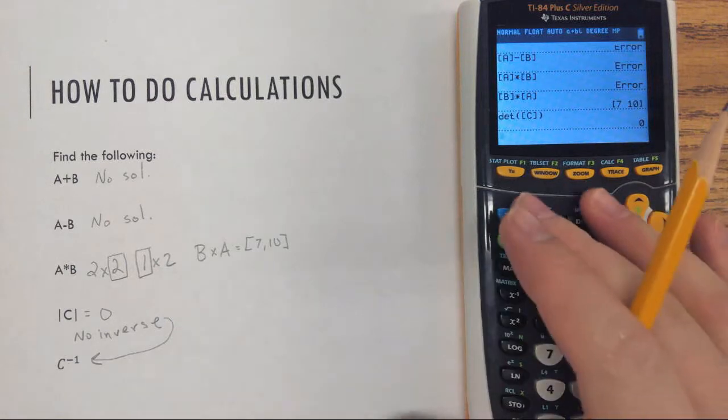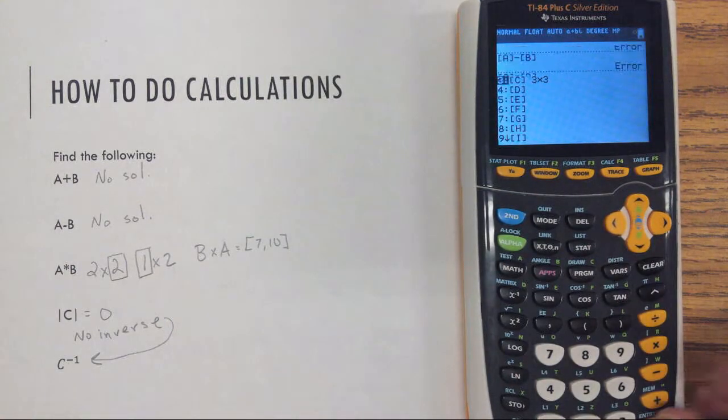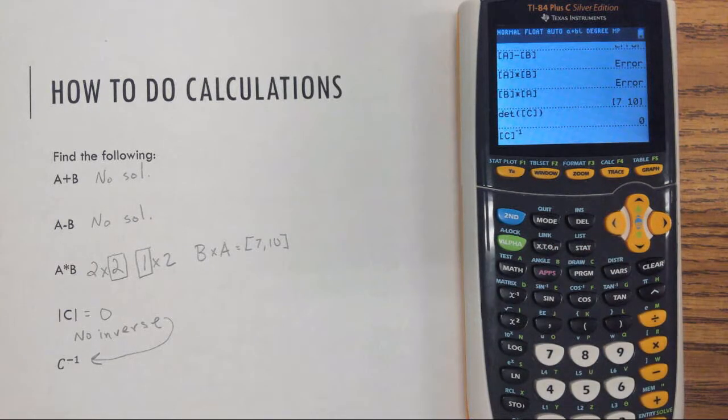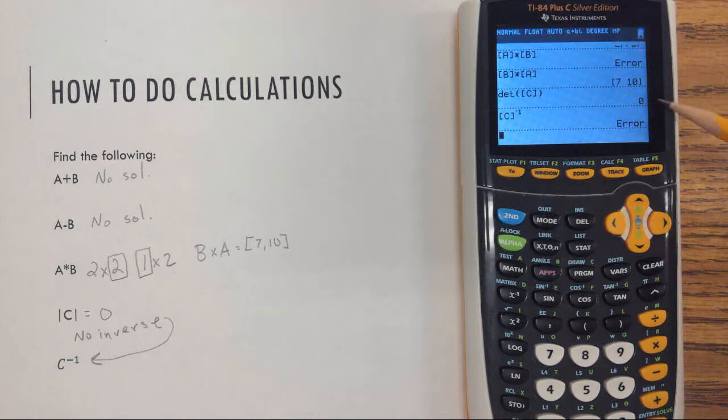We could try it. Let's try it. Go to matrix, go down to C. Now see this button right here with the matrix above it? That's the one we would want to pick to do the inverse. So we do that, hit enter, look at that. Error, it's a singular matrix. It will not give you an inverse. So we got a 0 for the determinant and no inverse for that matrix.